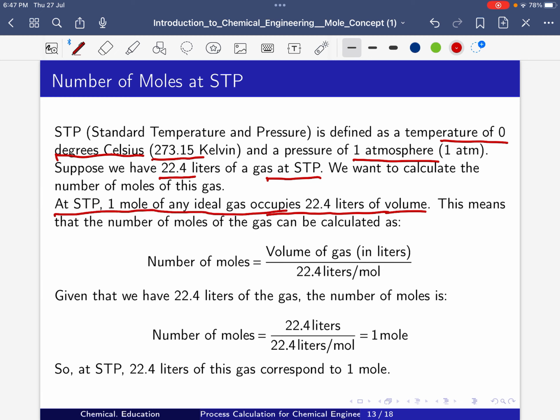That means 1 mole at STP means 22.4 liters of volume. This means the number of moles of the gas can be calculated as the volume of gas in liters divided by 22.4 liters per mole. When we take the volume of the gas, we have to take it at STP, otherwise it will not be valid, because with temperature and pressure the volume will change. So given that we have 22.4 liters of the gas, the number of moles is 22.4 divided by 22.4, which is 1 mole. That means at STP 22.4 liters of the gas corresponds to 1 mole.